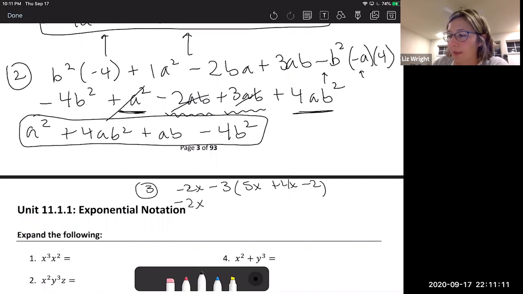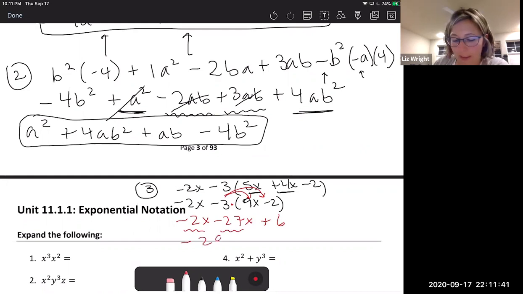So what I would do is take this -2x and we're going to have a -3. I want to look inside my parentheses first and combine any like terms that I might have. And now I am ready. So I'm looking at a negative, and that's mine. Here's multiplication. So I want to go ahead and distribute. And then we're going to have -2x minus 27x plus 6. And now we're ready to combine. And so we've got -29x plus 6. And that should be our final answer.